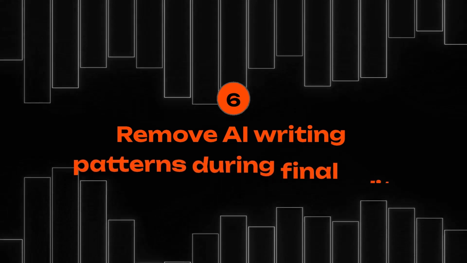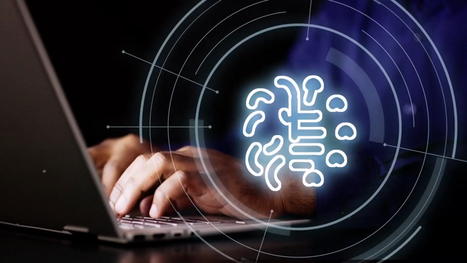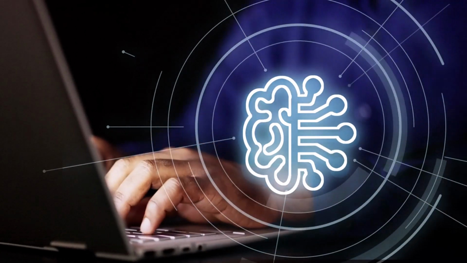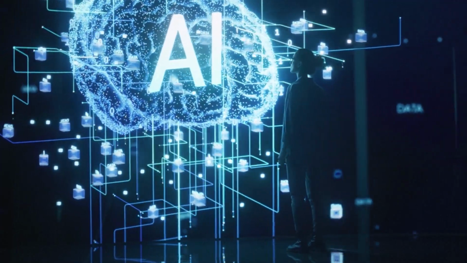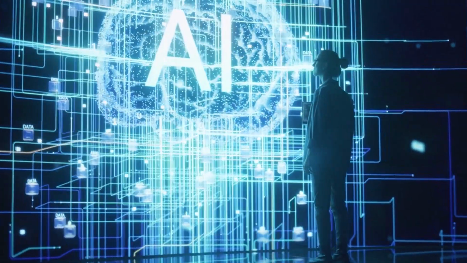Number 6, remove AI writing patterns during the final edit. Once you've finished rewriting the script, go through the entire thing carefully and remove repetitive AI-style wording. AI-generated content often repeats similar sentence structures again and again, which becomes very obvious once the script is spoken aloud. You'll also notice a lot of overly flowery wording and unnatural contrast phrasing that doesn't sound like normal conversation.